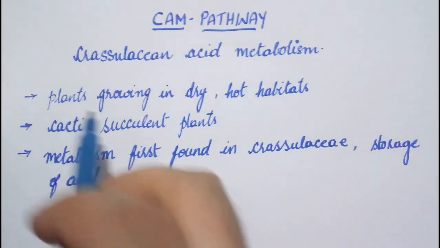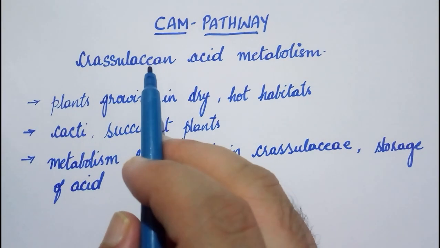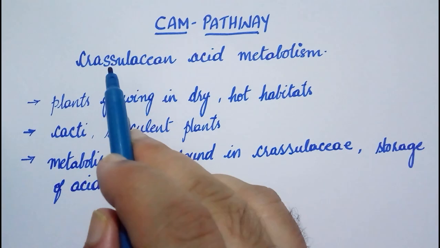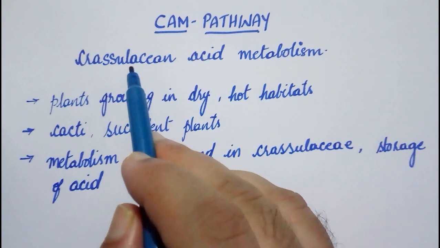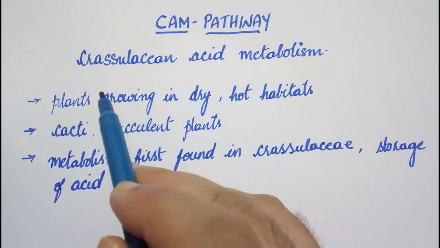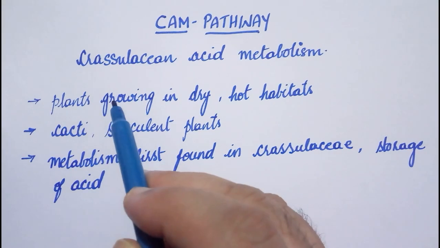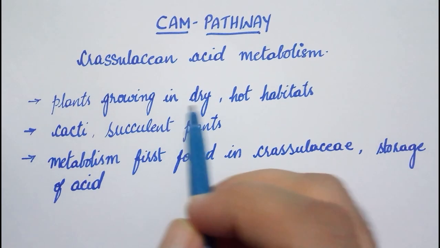Now today we are going to see the CAM pathway. CAM stands for crassulacean acid metabolism. In which kind of plants do we see this? This CAM pathway is seen in plants that are growing in dry and hot habitats.